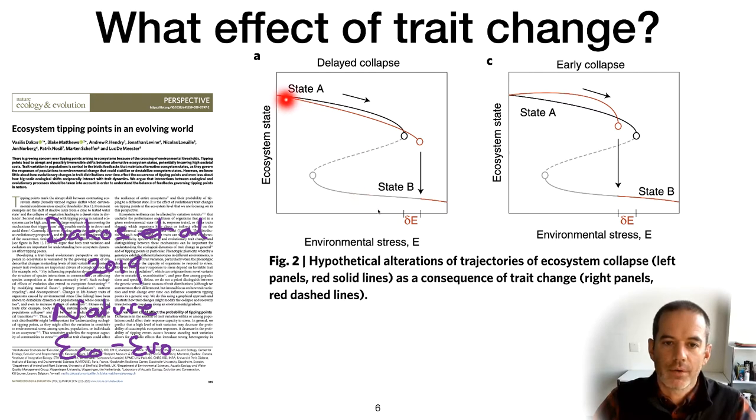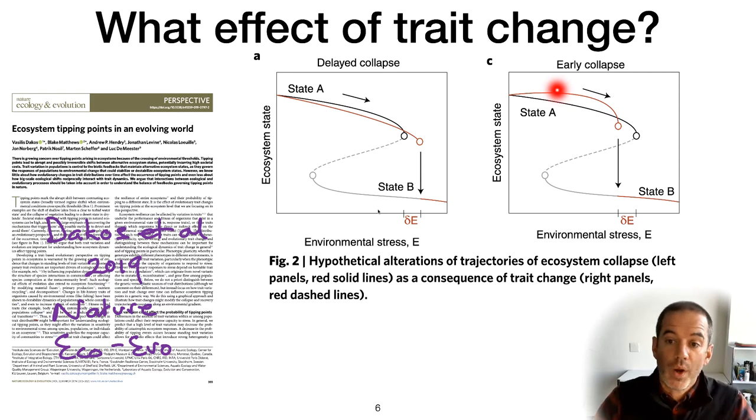In both of these graphs, the black and grey line there is what we've seen before, a folded relationship. It's exactly the same in the two graphs. What's different is in this case, as the environment changes, then the trait changes and that delays the collapse. So this delta E is towards a delayed collapse. And in this case, the trait change causes the collapse to happen earlier. So there is early collapse.